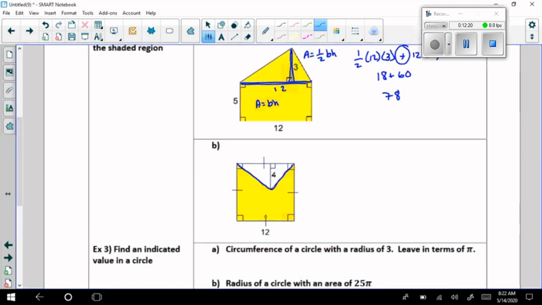Like that one we're adding, this one we're subtracting because we just want that yellow region. The triangle is really like cut out of the square. So we're going to take the area of the square. The area of a square is side length squared, or base times height, same thing, minus the area of the triangle, which is 1/2 base times height.